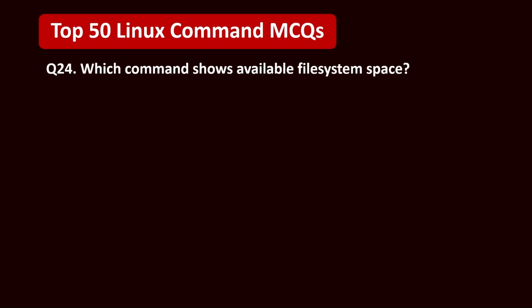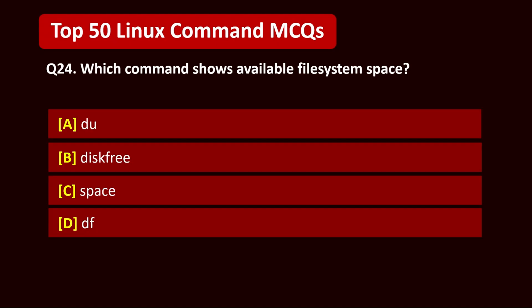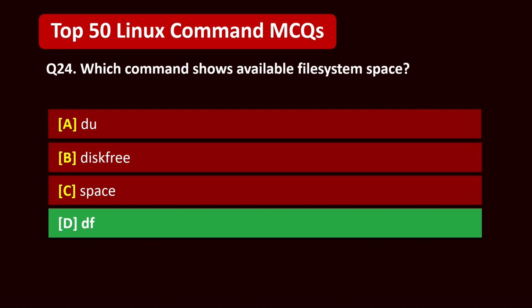Question 24. Which command shows available file system space? A, du, B, disk free, C, space, D, df. 5, 4, 3, 2, 1. Correct answer is D, df.